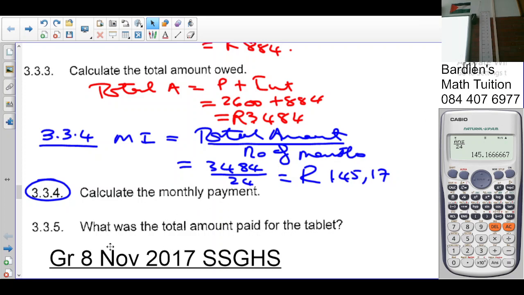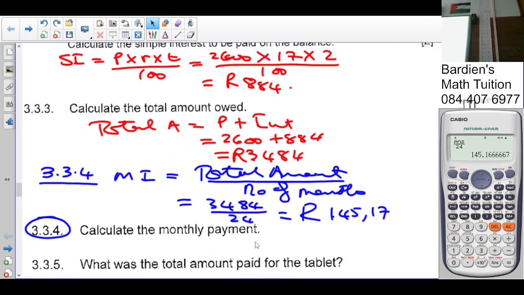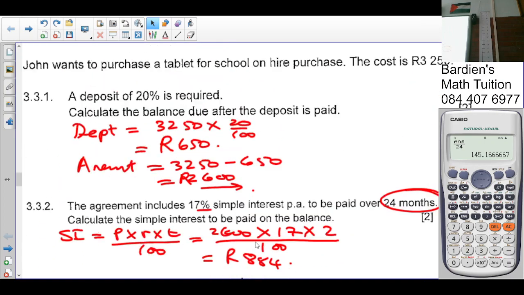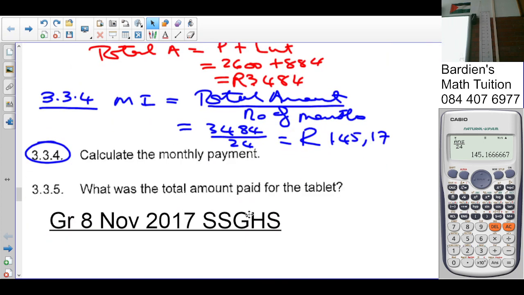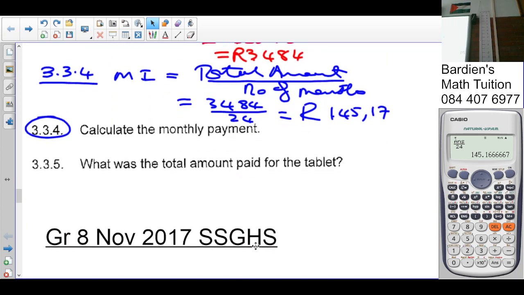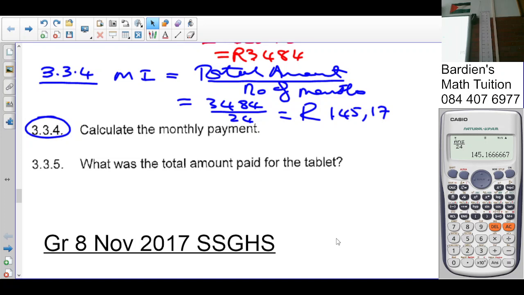Then the last question is, what was the total amount paid for the tablet? Did I say table? No? Yeah. Sorry, man. Right, I read it wrong. So it doesn't affect our calculation.